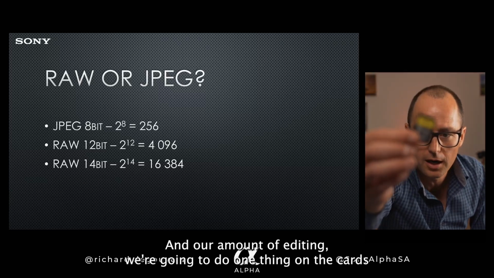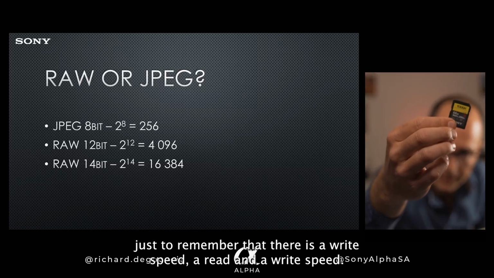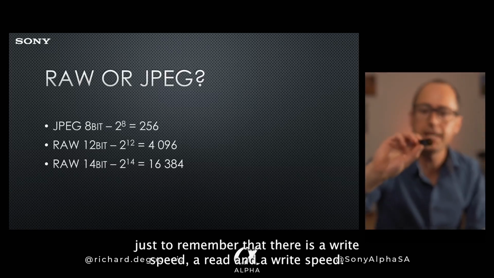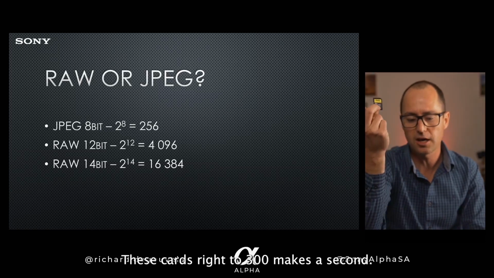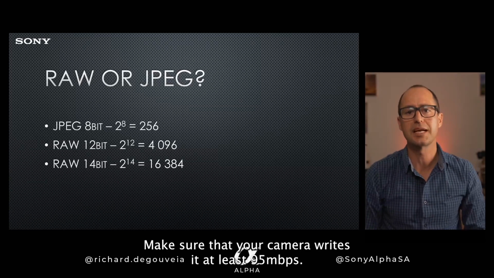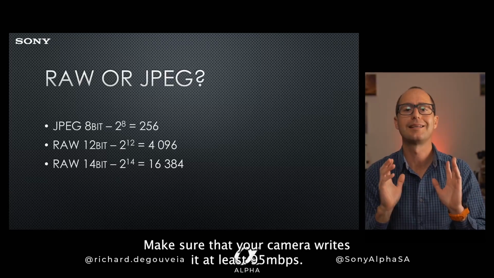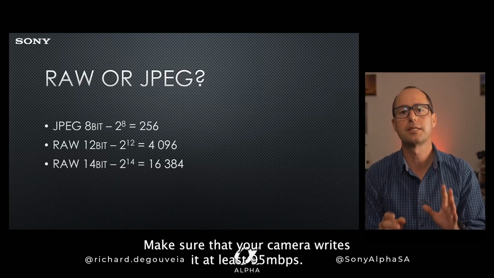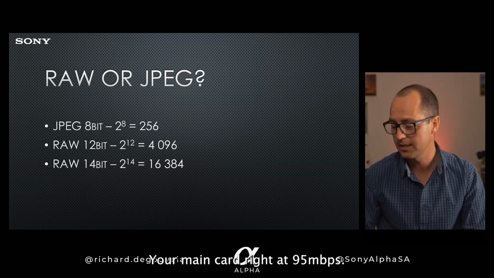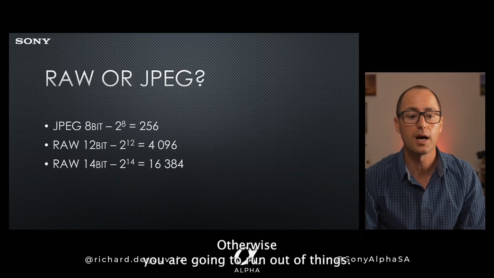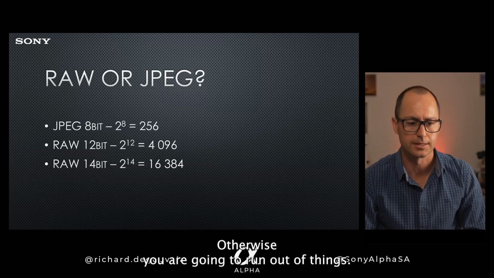One thing to remember on the cards is that there is a read speed and a write speed. These cards write at 300 megs a second. Make sure that your card writes at least 95 megabits per second. Otherwise, you are going to run out of space.